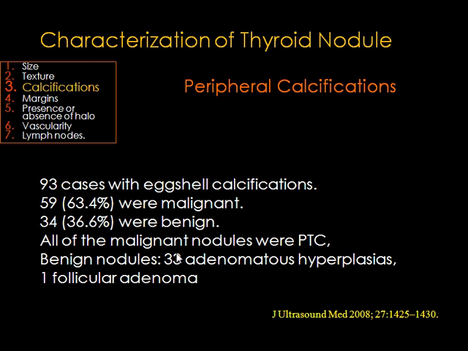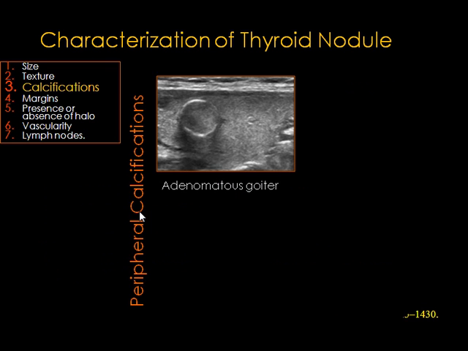Another study of 93 surgically proven thyroid nodules with eggshell calcifications showed almost 63% were malignant, and 36 of them were benign. All of the malignant nodules were papillary carcinoma, and benign nodules included 33 adenomatous hyperplasia and 1 follicular adenoma. This is a well circumscribed isoechoic nodule with a rim of smooth curvilinear calcification, confirmed to be adenomatous goiter.